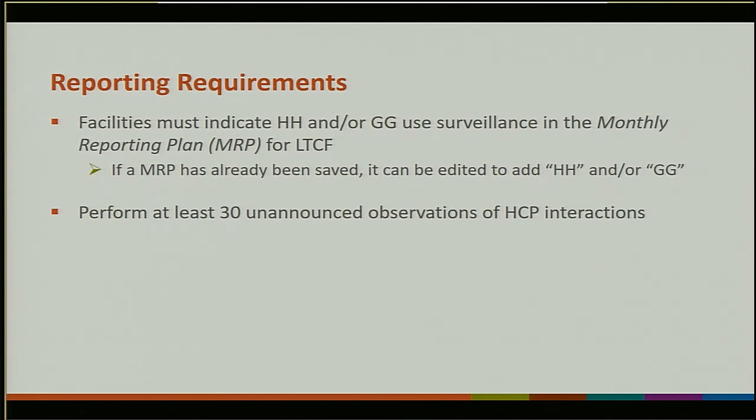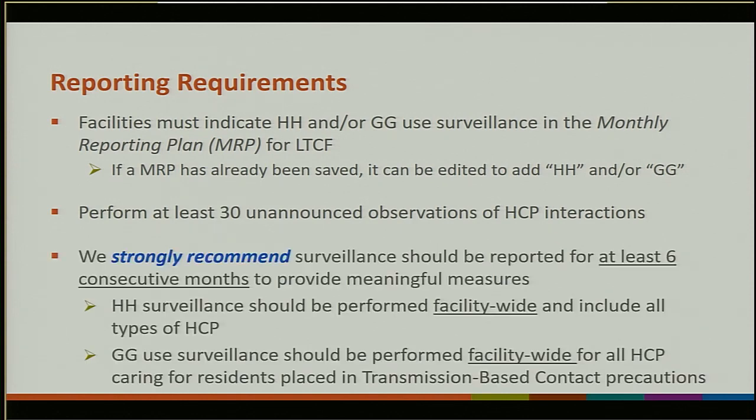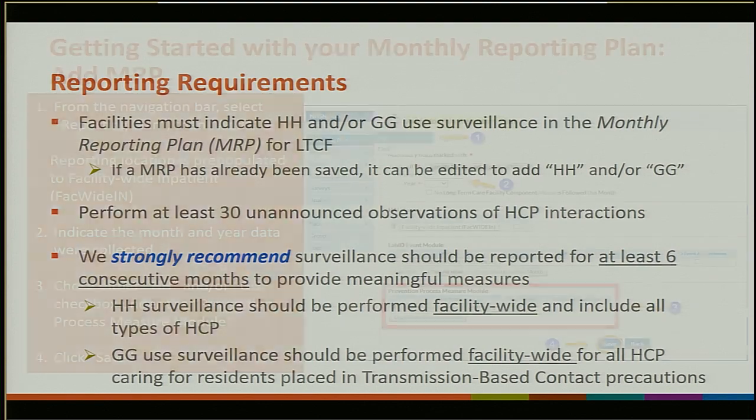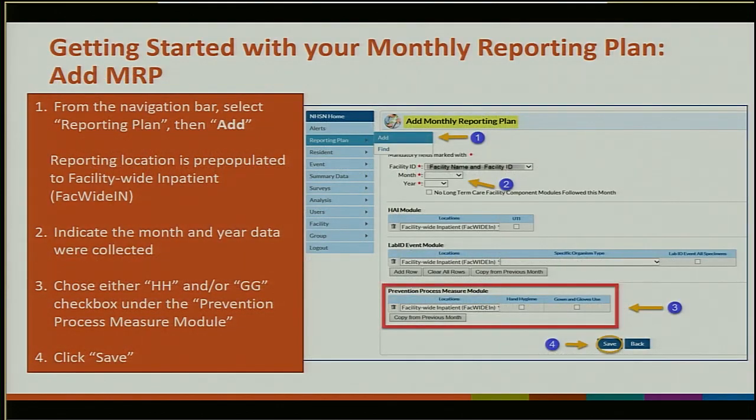Again, we ask that you perform at least 30 unannounced observations of healthcare personnel interactions. We strongly recommend surveillance be reported for at least 6 consecutive months to provide meaningful measures. They should be facility-wide. It should include all types of healthcare personnel. Again, that is for both hand hygiene and gown and glove usage. They should all be facility-wide.